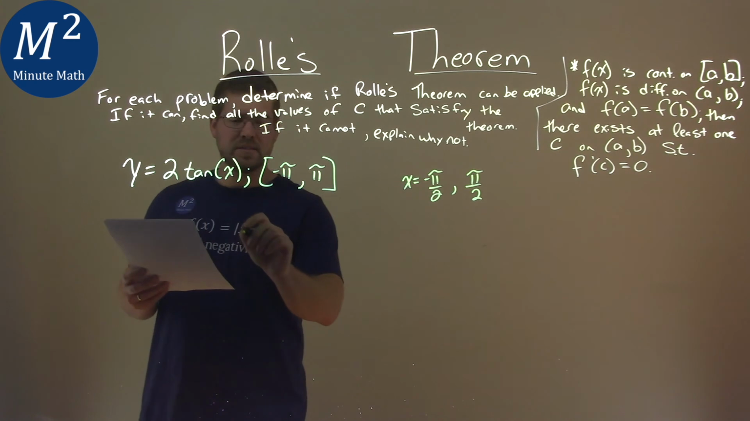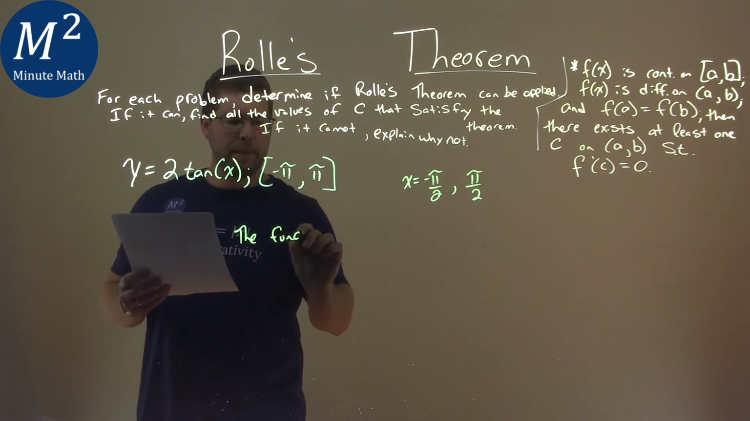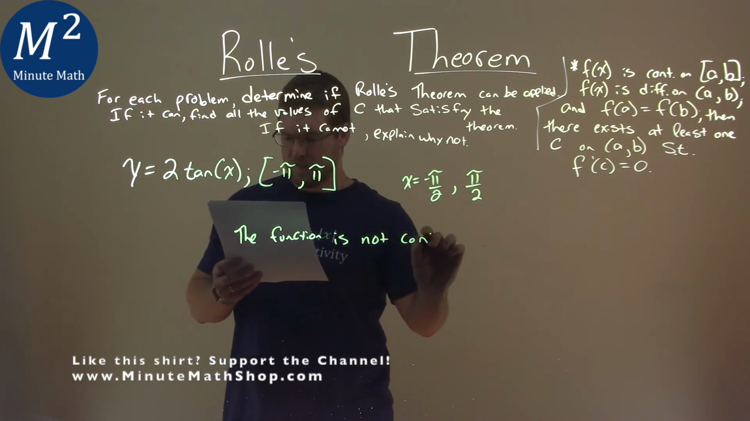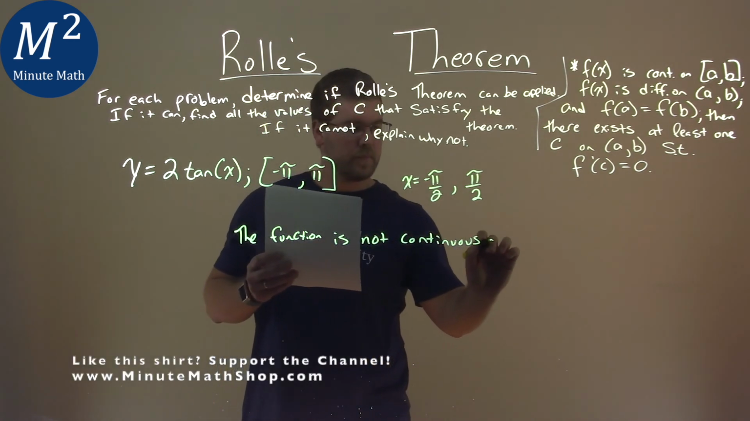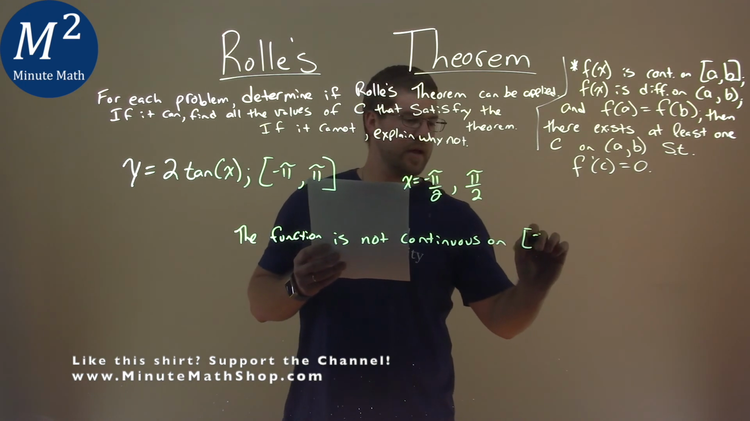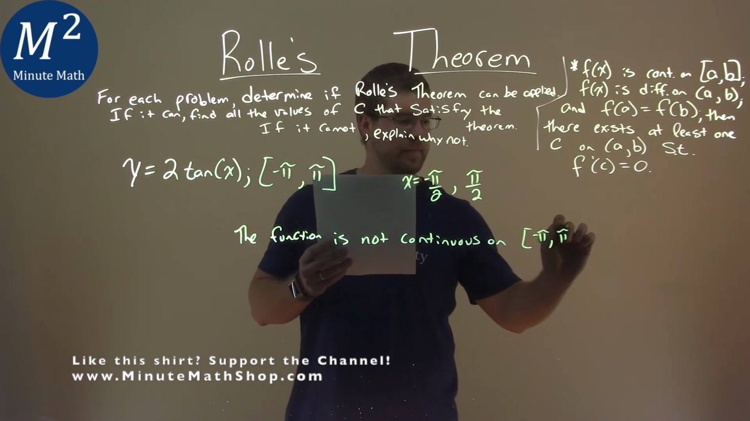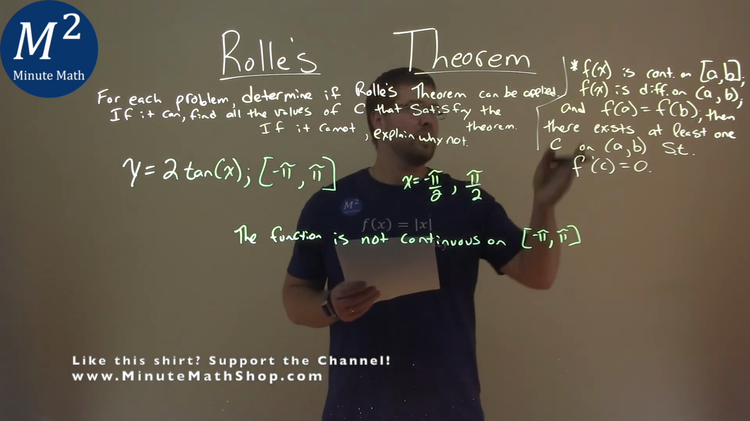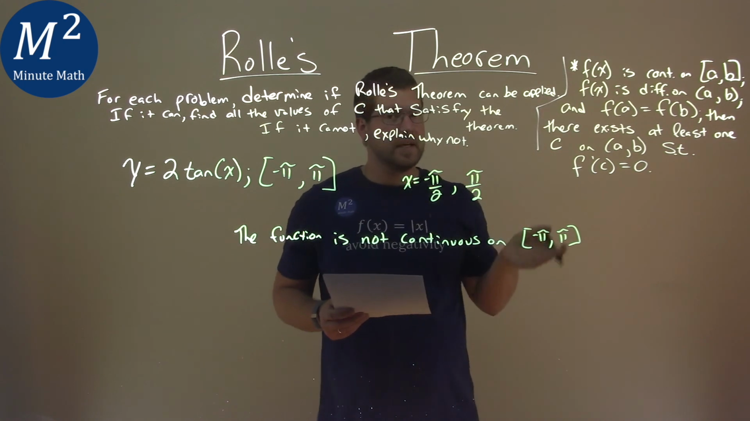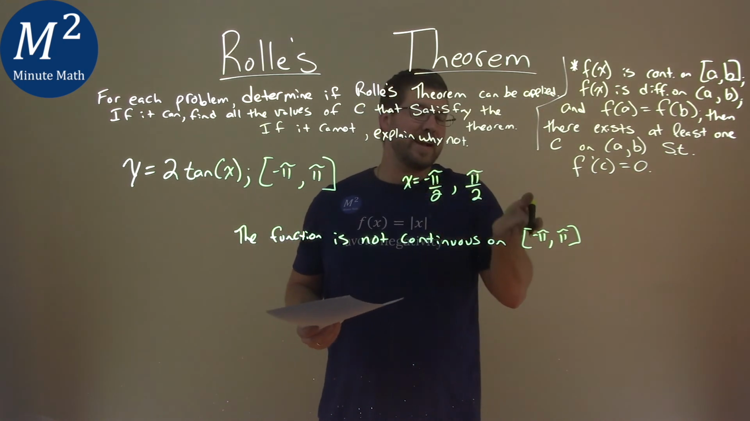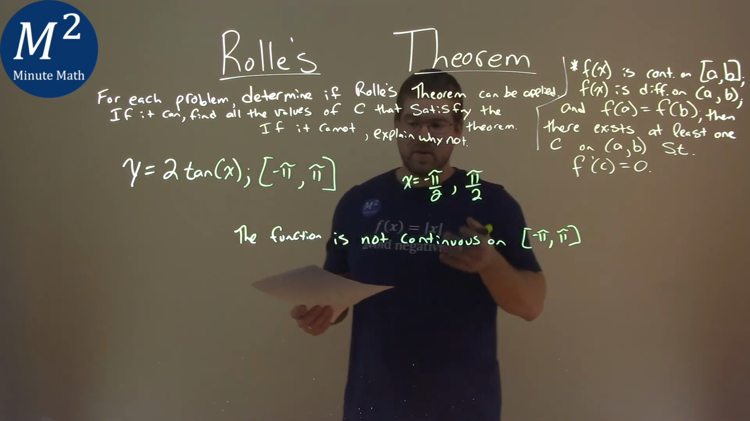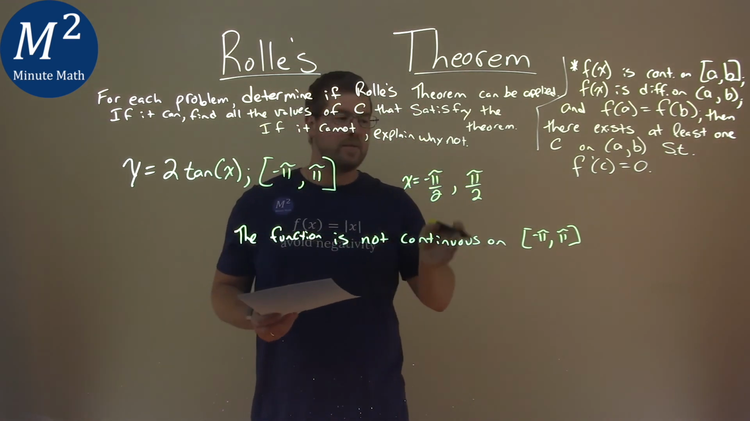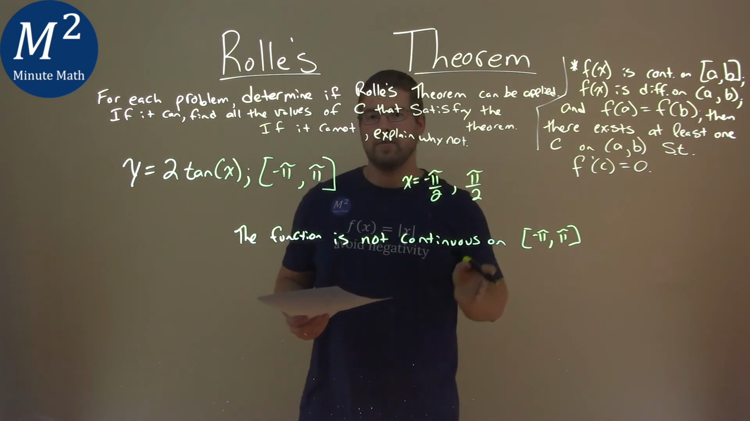So we write here the function is not continuous from negative pi to pi. And that's why we can't apply Rolle's theorem, because our first rule says it has to be continuous, and once we've hit a roadblock there, it's not continuous there, we're basically done. So again, our final answer is we cannot apply Rolle's theorem because the function is not continuous on our interval from negative pi to positive pi.